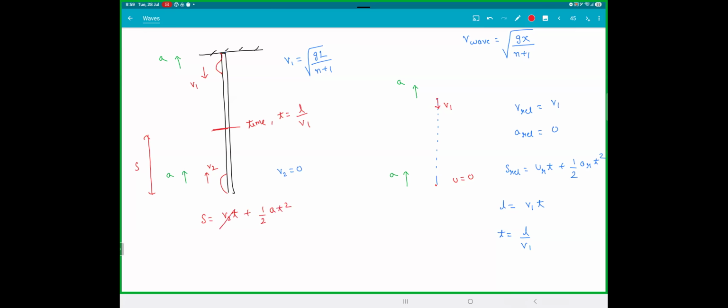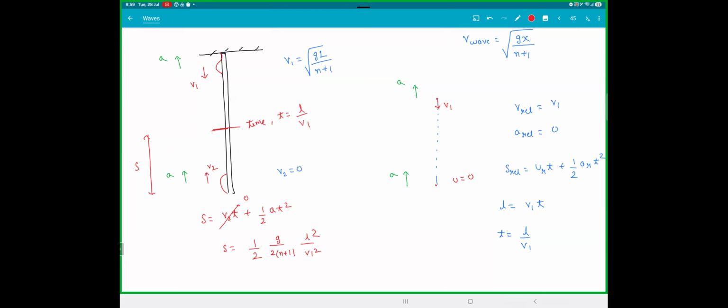V is 0. This will be half acceleration, which I know, which is g by (2n+1), plus this time I know, which is L square by V1 square. Substitute there, you get the answer. So the waves will meet at a distance S from the bottom.